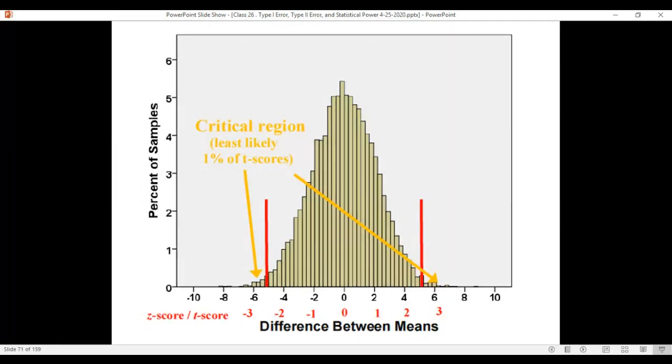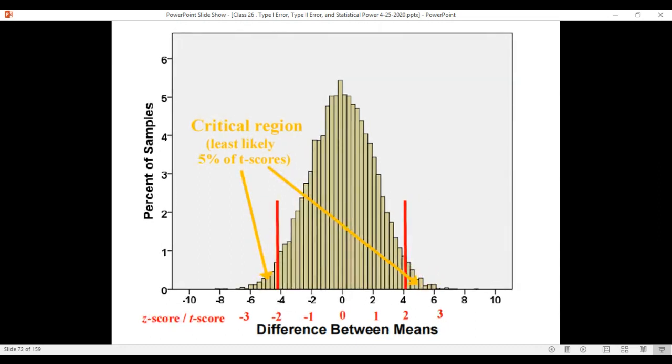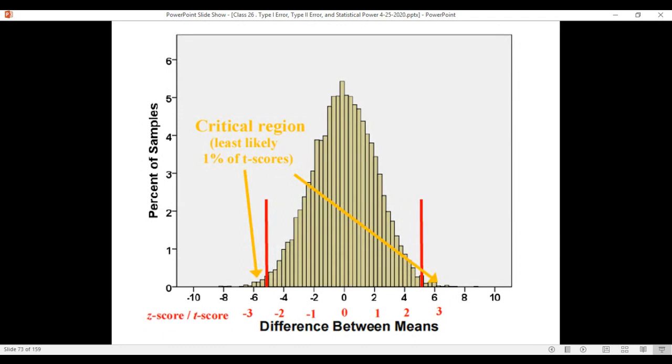So you see what happens to the critical region when I go from 0.05 to 0.01. The critical region gets smaller, a lot smaller. When alpha is 0.05, the area of the critical region is also 0.05. When alpha is 0.01, the area of the critical region is 0.01. So it's only about 1/5 as big. I'll show you one more time.